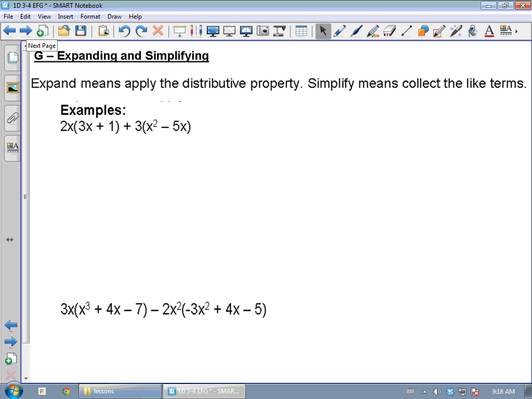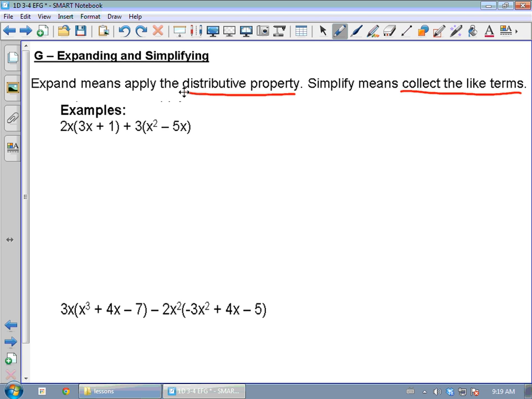Well, expanding in this context just means apply the distributive property, which we just looked at in the last lesson. Simplify means collect the like terms. Anytime you see the word simplify, it means write it in as few terms as possible, or as simply as possible. So when we see something like this, if it tells us to expand and simplify, we first apply the distributive property and then collect our like terms. So let's start with the distributive property.